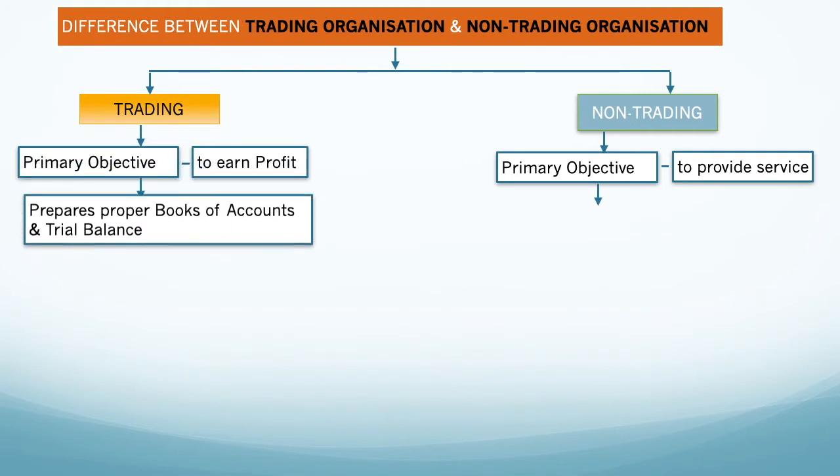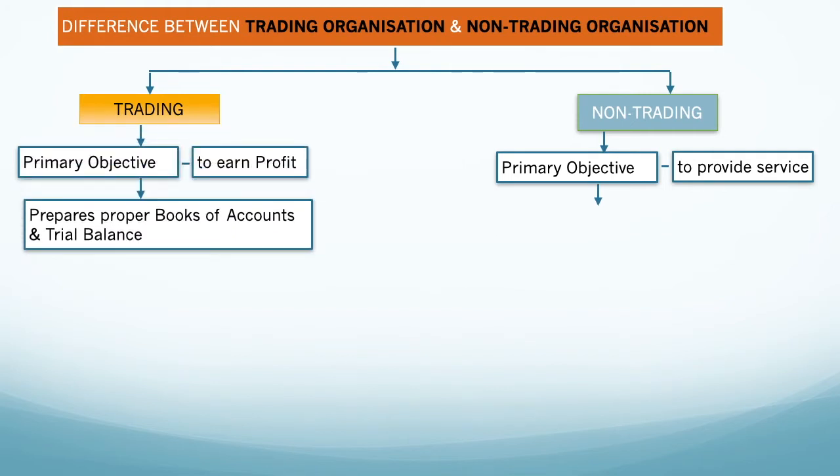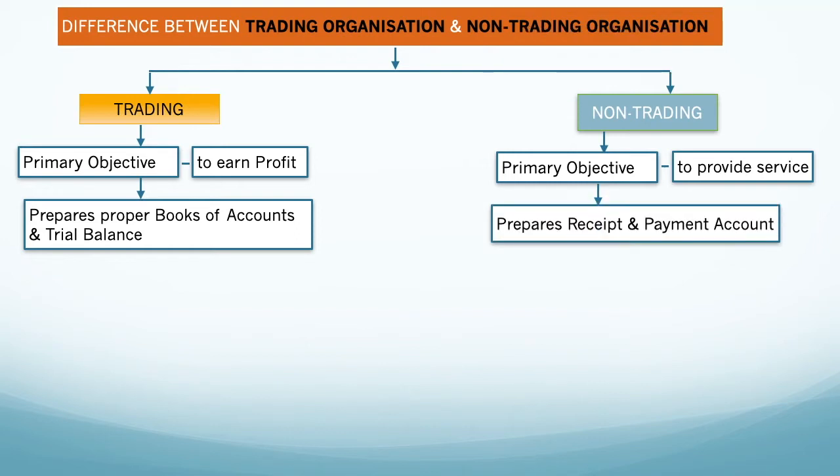Now the second point is that the trading organization prepares a proper set of books of accounts, that is from primary book to secondary book and then secondary book to trial balance, whereas the non-trading organization prepares a receipt and payment account, because the majority of their transactions are done on cash basis. They are not a huge scale organization, they are not a business organization, they prefer to do the transactions on the cash basis only.